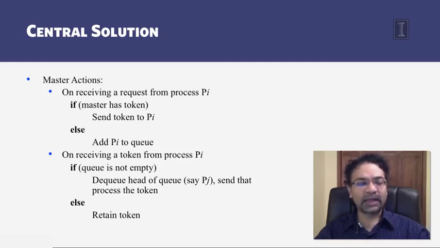When the other process that has access to the critical section releases the token, this token is received back at the master, and the master then looks at its queue. If the queue is not empty, it takes the head of the queue, some process Pj whose request was sent and queued there, and this process Pj is then sent the token, which gives it access. Notice that this process Pj's request will be removed from the queue after it's sent the token. However, if the queue is empty, this means that there are no outstanding requests, and the master can then hang on to the token at this point in time.